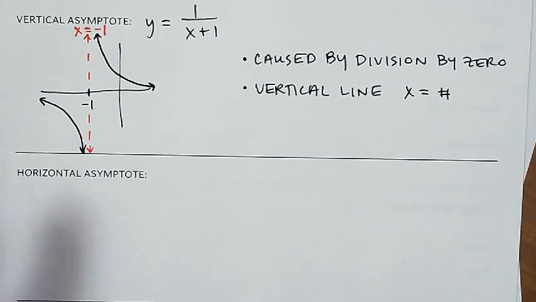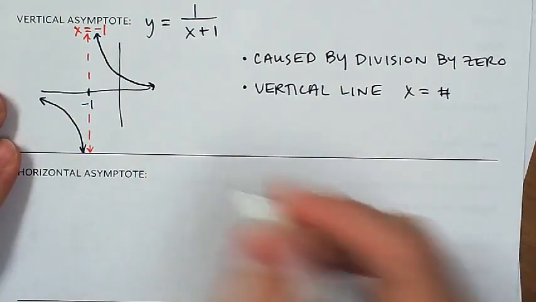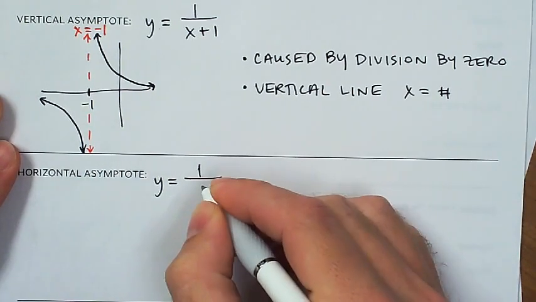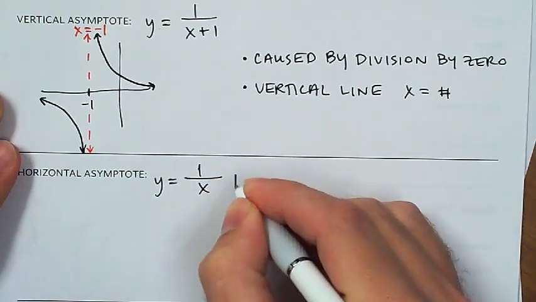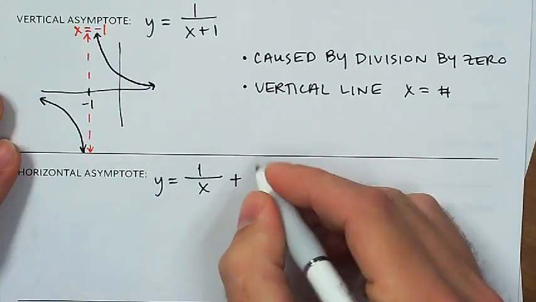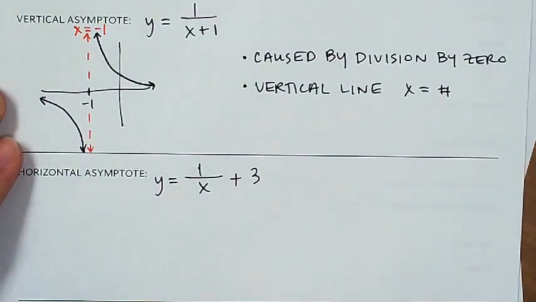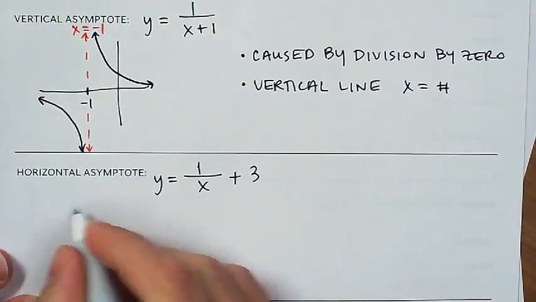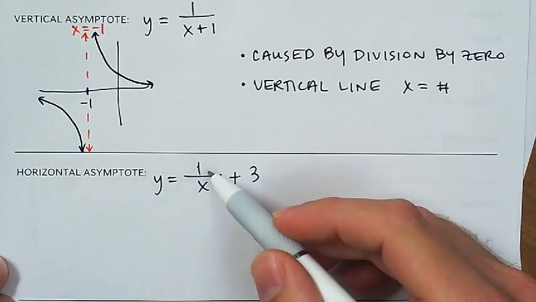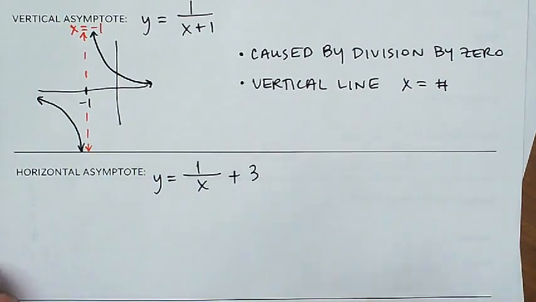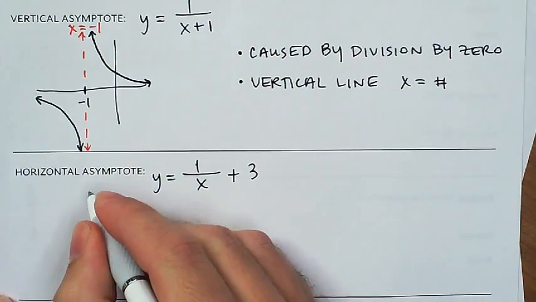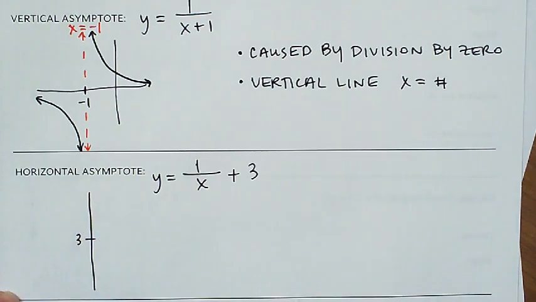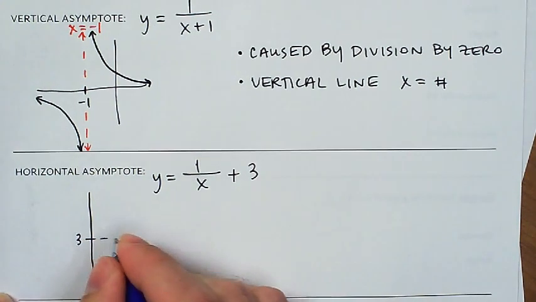For a horizontal asymptote, what we're going to see would look like y equals 1 over x, plus some number on the outside. So I'd say, I don't know, like plus 3 or something. I've got a couple of examples down there, but I'll just do one in line. So what's going to happen here, if we did the range, we'd say 1 over x can't equal 0, so 1 over x plus 3 can't equal 3. And so y equals 3 is going to be my horizontal asymptote. And I'm going to label that.